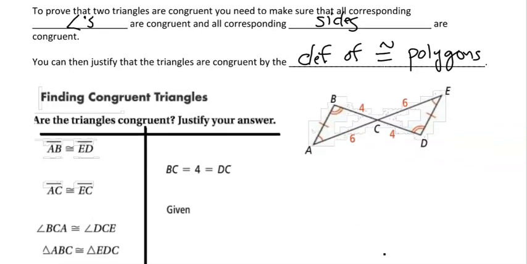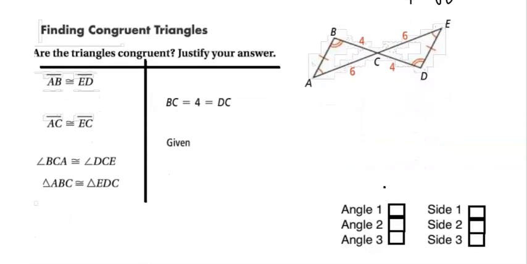So let's take a look at this. Here is our figure. I have some boxes that I need to check off. Every time I show that an angle is congruent to an angle, I'm going to check off a box. Every time I show a side is congruent to a side, I'm going to check off a box. Okay. Some of the things are given. In this case, we didn't write out given and list things. It's just in the diagram.